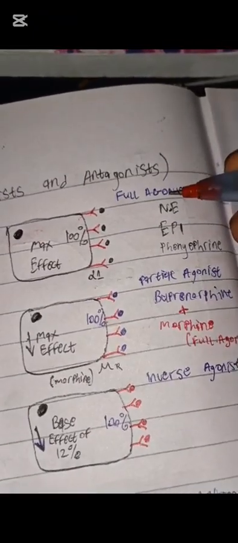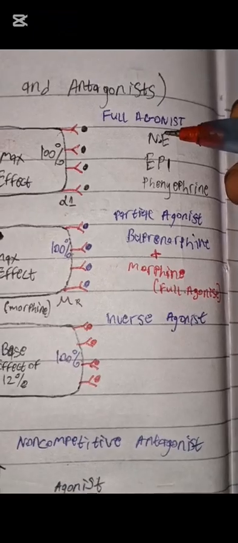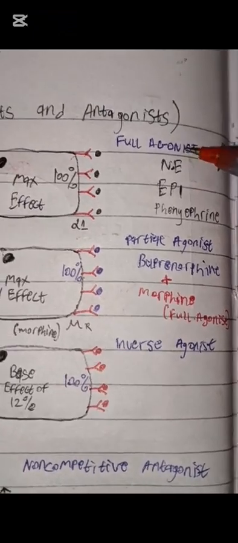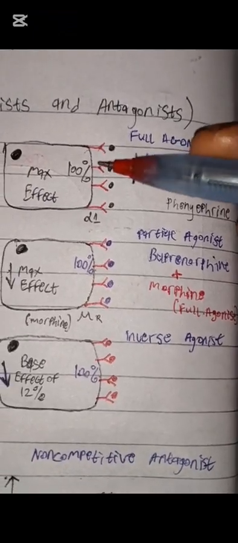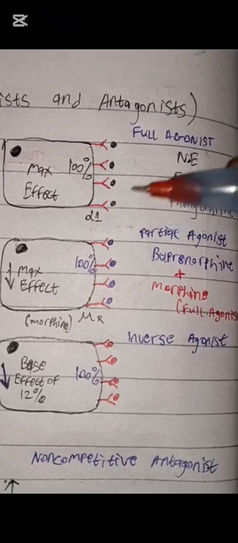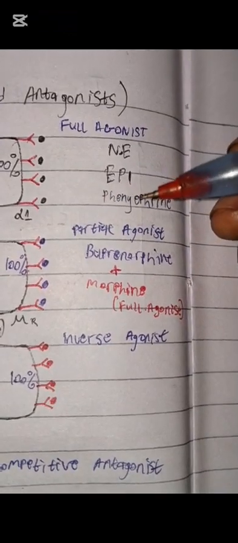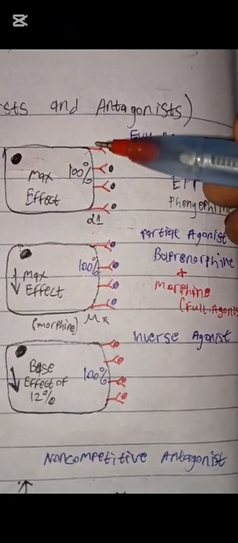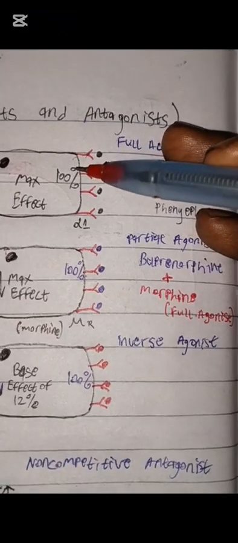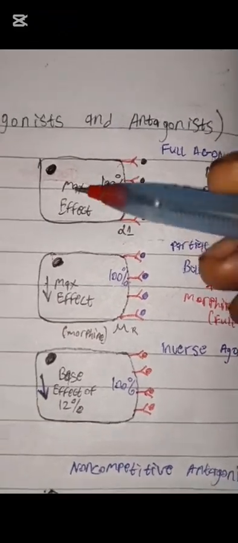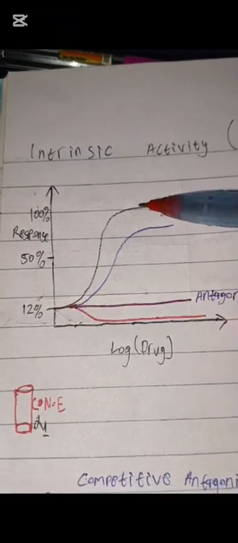Now, for a full agonist, like say exogenous norepinephrine or epinephrine, these two have the maximum effect on the alpha receptor. Same with this drug, phenylephrine. These also have maximal effect. So once they fill 100% of the receptors, they have their max effect. Basically, on this graph here, you're seeing them having their max effect, 100% effect.